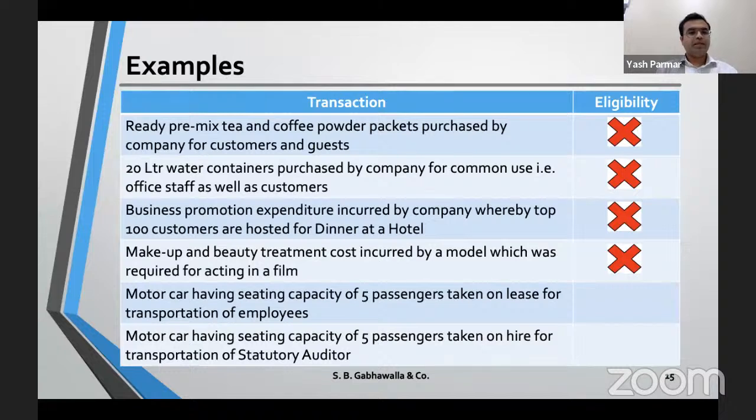Next example is a motor car having a sitting capacity of 5 passengers taken on lease for transportation of employees. We saw that leasing, renting and hiring of motor vehicles is a block credit and therefore ITC in this particular case cannot be claimed. Last example, a motor car having a sitting capacity of 5 passengers taken on hire for transportation of a statutory auditor. Again, renting and hiring of a motor vehicle is a block credit and therefore this ITC cannot be claimed.